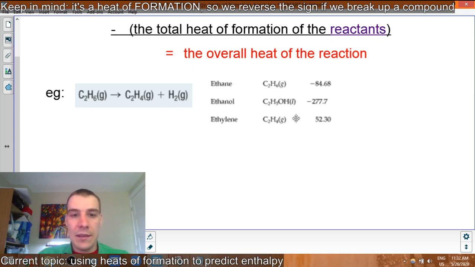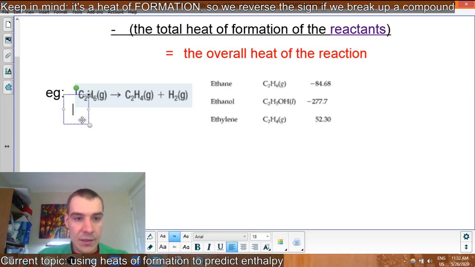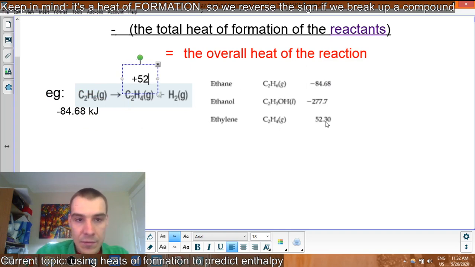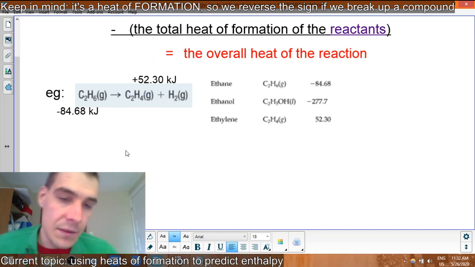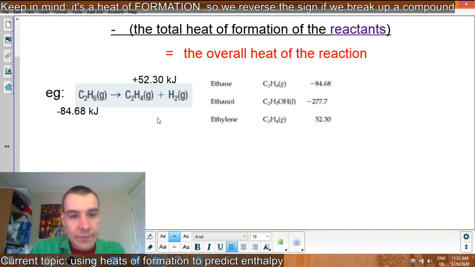Here's ethane, ethanol, and ethylene. So there's C2H6, here's C2H4. Ethanol is just in the middle, it's not going to get used. So let's write out our heats of formation here. C2H6, we look at our table, minus 84.68 kilojoules. C2H4 is plus 52.30 kilojoules. What about the hydrogen?